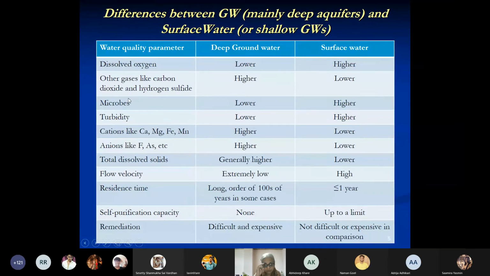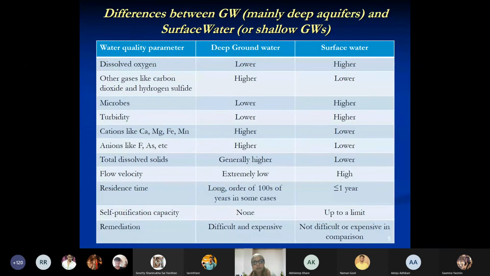Then we come to microbes. I already said if it's deep groundwater, the microbes will not get to it. And in surface water, they are there all the time, in millions and billions of cells per ml. It depends on how much impact of wastewater there is.